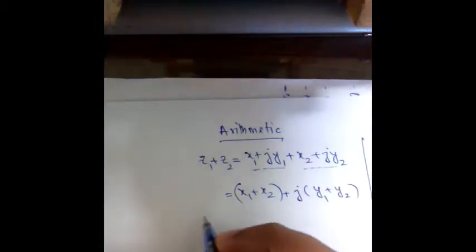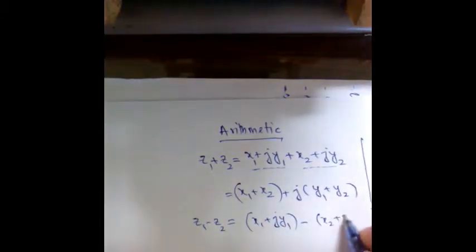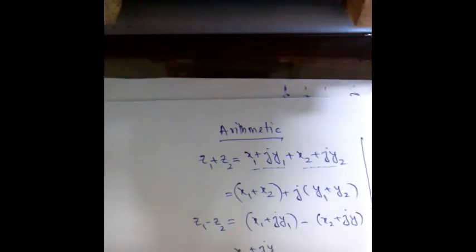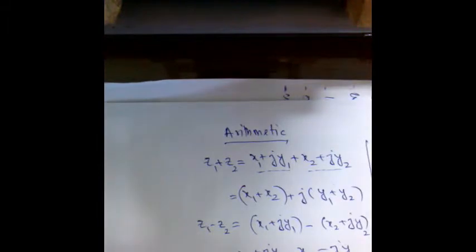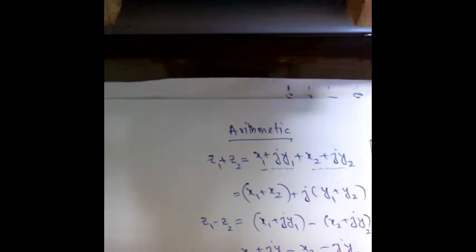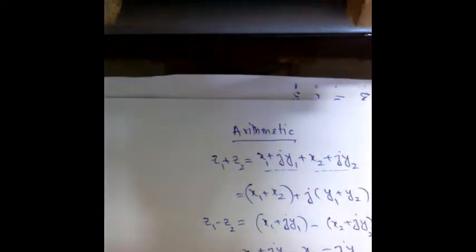Similarly, subtraction is also easy if they are represented in the rectangular form. So we just have to subtract the real part from the real and imaginary from the imaginary. So it's x1 minus x2 plus j times y1 minus y2.